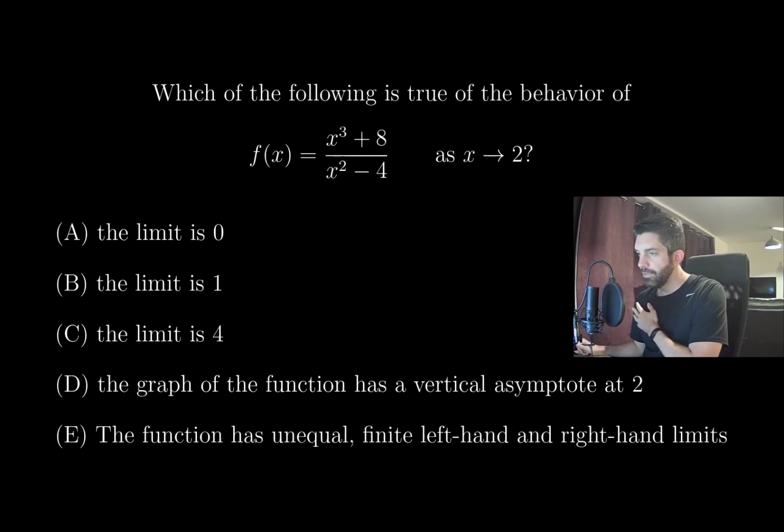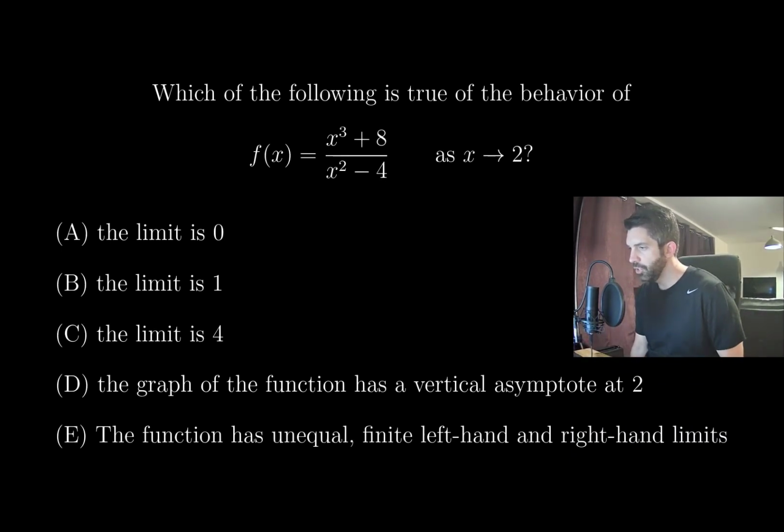Hello everyone, let's take a look at another problem. Which of the following is true of the behavior of f of x equals (x cubed plus 8) divided by (x squared minus 4) as x approaches 2? The limit is 0, the limit is 1, the limit is 4, the graph of the function has a vertical asymptote at 2, or the function has unequal finite left and right hand limits.